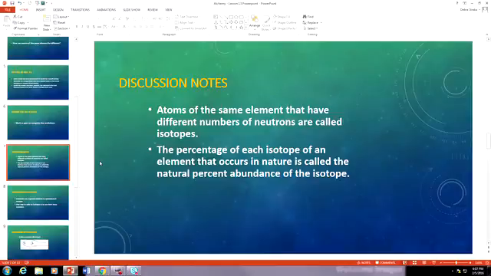So when we're looking at these notes, we want to remember that we just did an activity looking at numbers of neutrons. That's really what we're focusing on here because we're looking at isotopes. Atoms of the same element that have a different number of neutrons are called isotopes. The percent of each isotope of an element that occurs in nature is called the natural percent abundance of the isotope. That means that the one that is the most abundant in nature is going to be closest to the average atomic mass that you see on your periodic table.